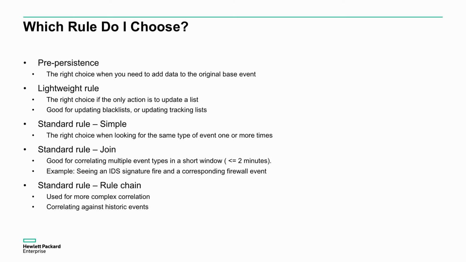Which rule do we choose according to this? Well, it should be fairly obvious from that point of view. Pre-persistence is if you need to update or add data to the original base event prior to doing anything else. Lightweight rules are great for updating information like blacklists, threat intelligence lists, and so on. Standard rules are great for doing simple correlations, joins, or complex rule chains as well. It's fairly obvious from there, just spelling out a little bit more detail for you to see what's going on.